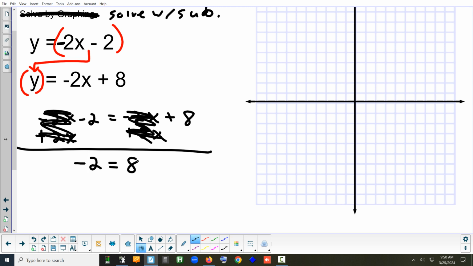What do you think about that? Not equal. That's not equal. So what does that mean when you end up with something that's false? It's a no solution. That's a no solution.